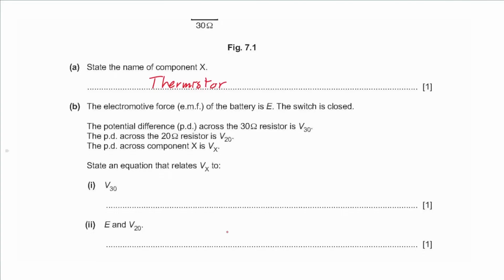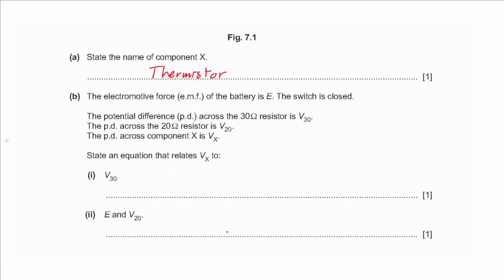Part B says the electromotive force of the battery is E. The switch is closed. The potential difference across the 30 ohm resistor is V30. The potential difference across the 20 ohm resistor is V20. The potential difference across component X is Vx. State an equation that relates Vx with V30 and Vx with E and V20.